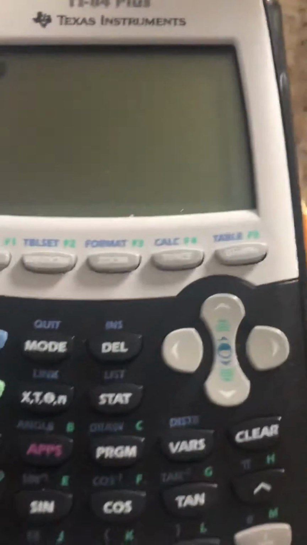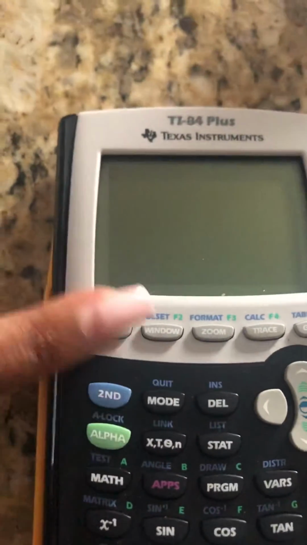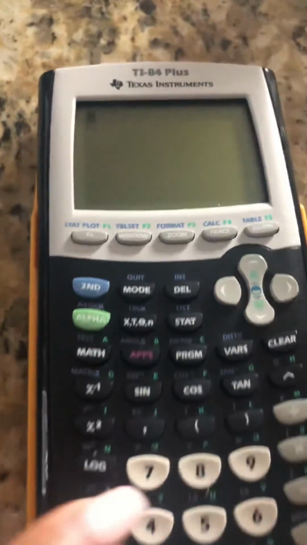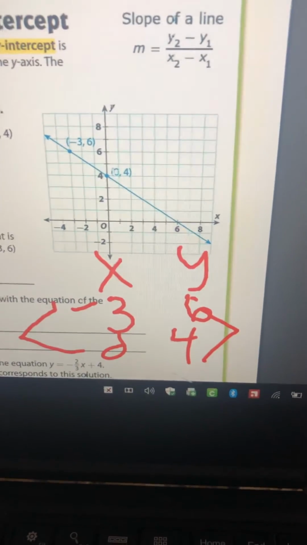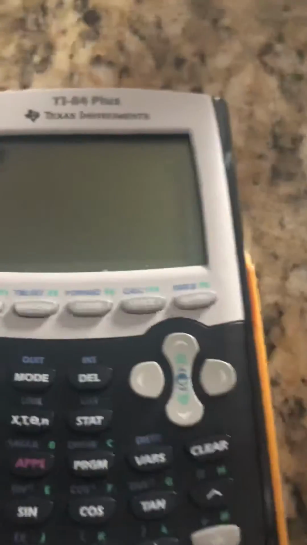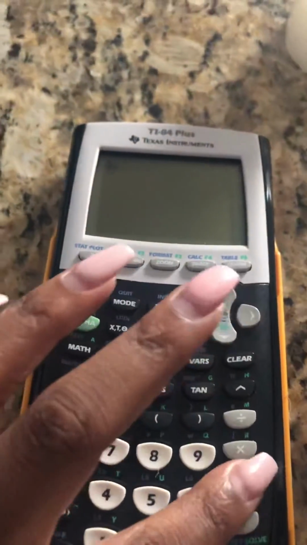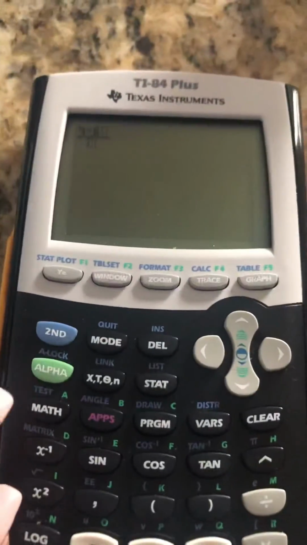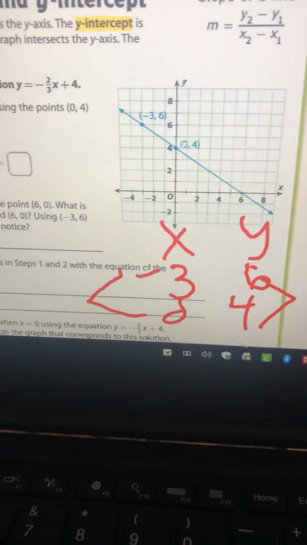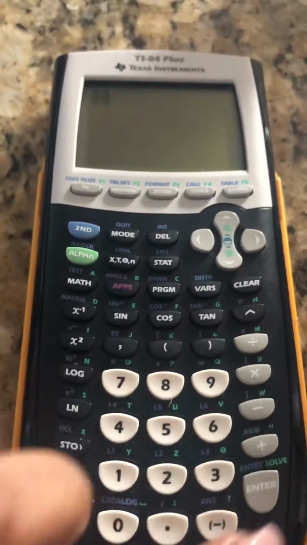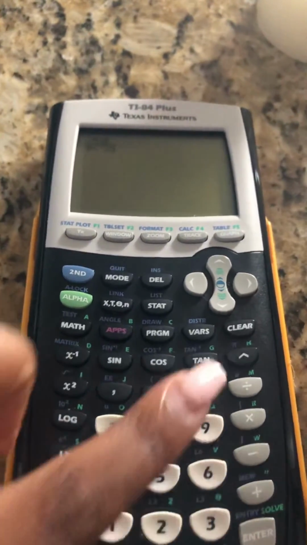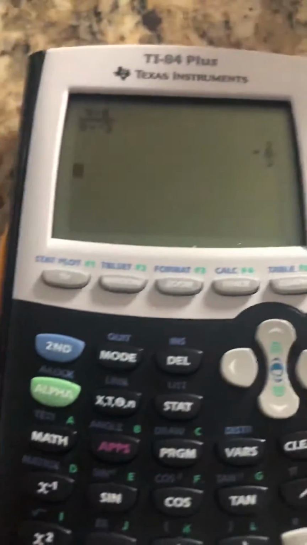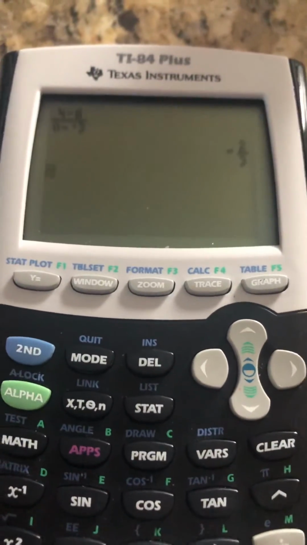Okay? So here's my calculator. I'm going to hit alpha, y equals, and the number 1. Okay? So my second y is 4. So I'm going to put 4 minus 6 as my numerator. 4 minus 6. Down arrow. My next 2 points are 0, -3. So that goes in my denominator. So 0 minus -3. Enter. So our slope is -2/3.